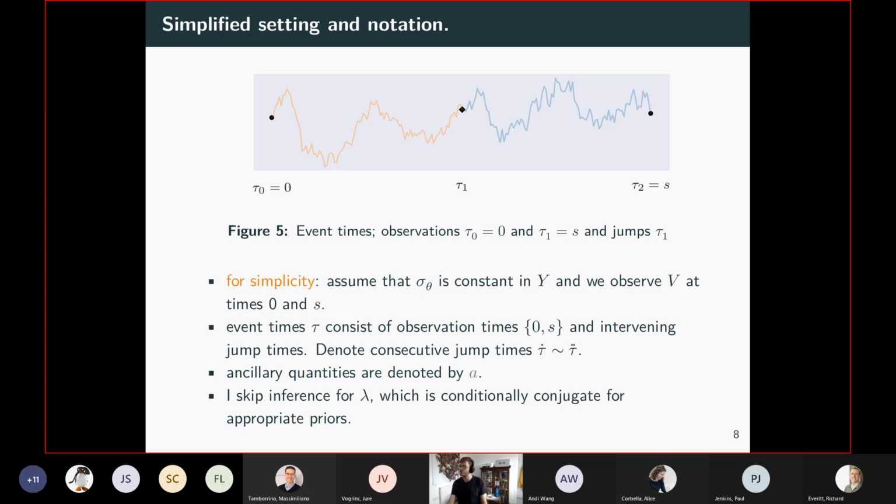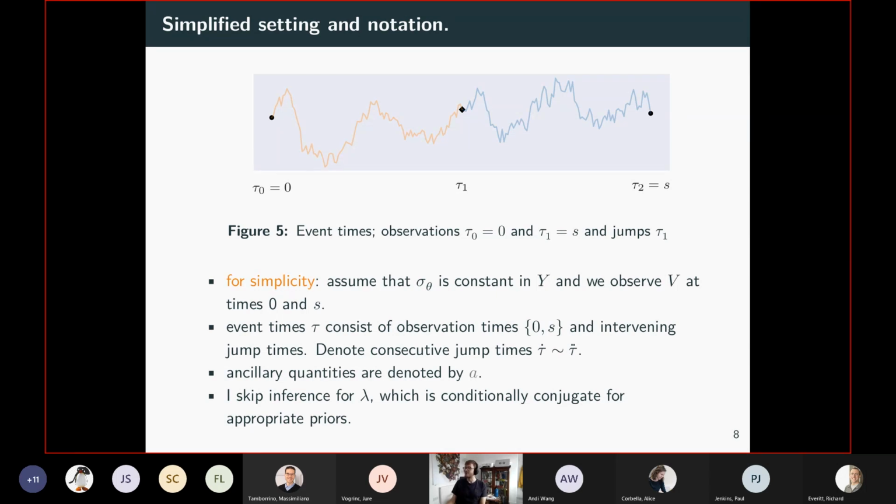And I'm going to use the notation tau dot, tau dot dot to denote 2 consecutive jump times in the set tau. I don't think I can mark in full screen. Hope you can see my cursor. Ancillary quantities that aren't really relevant to the presentation, I'm just going to gray out. And I'm not going to talk about inference for the generator lambda of the regime process, since that is conditionally conjugate for appropriate priors, so not very interesting.